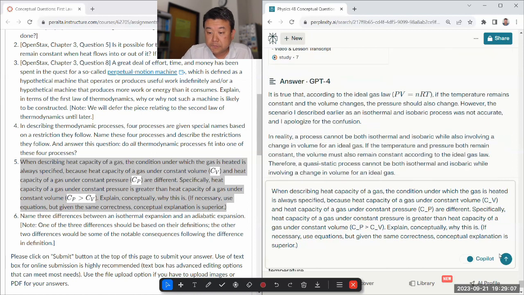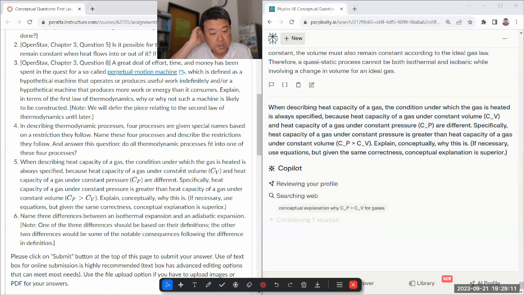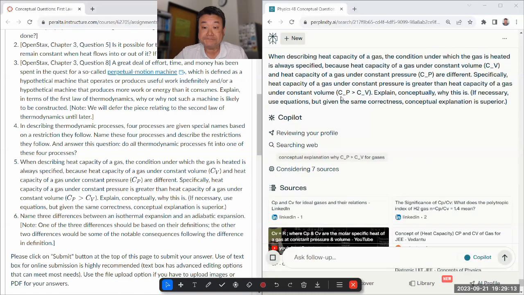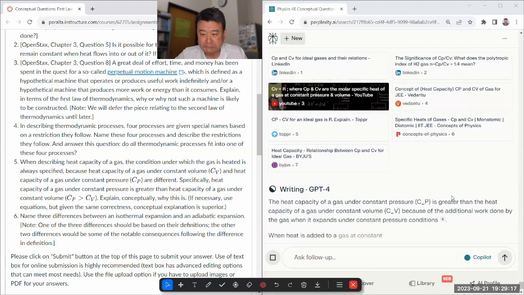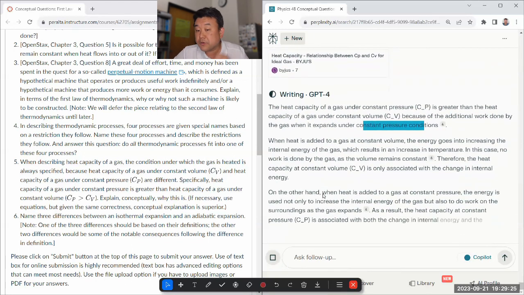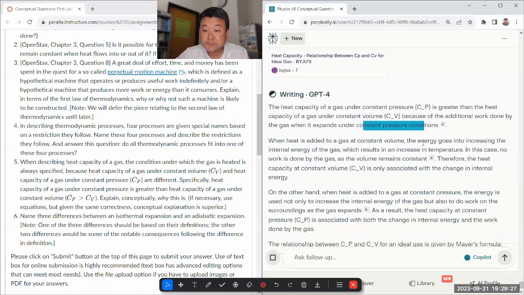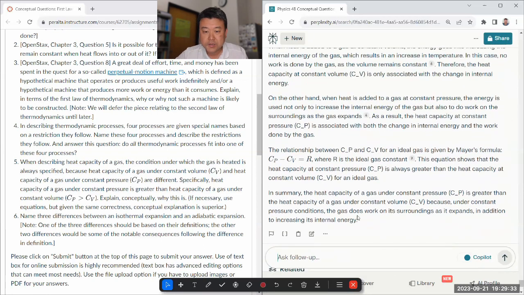Okay. You should talk about the work done in a constant pressure process. It probably will bring that up. That seems like an easy thing. Additional work done by the gas. So the constant pressure condition implies that the volume must change if temperature is changing. So energy goes into increasing internal energy, not work. I'm sure when it finishes answering, it'll be correct.